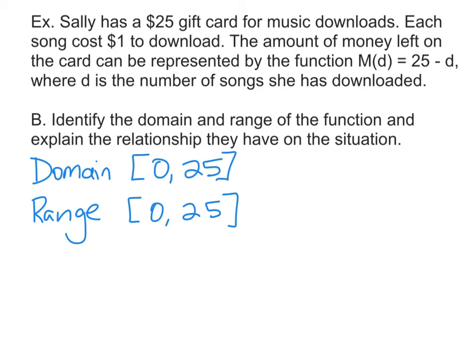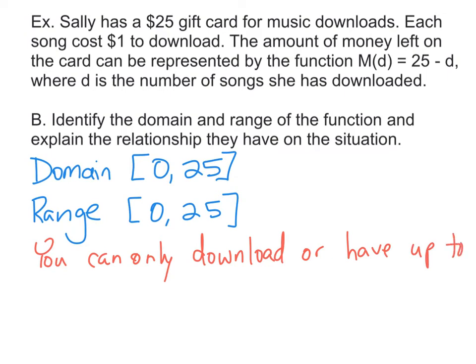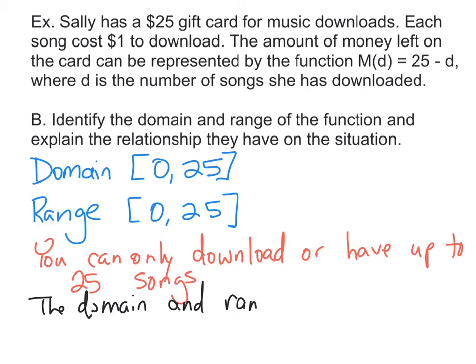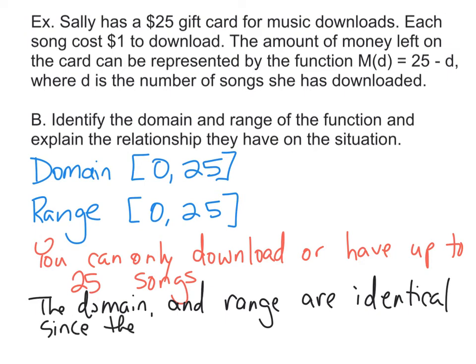So then it asks, well, basically what I just said. The relationship: you can only download or have up to 25 songs, because we're assuming every song costs the same $1, okay? And then how does this work? Well, the domain and range, and this goes back to video 1, are identical since the limit applies to each of them. Because again, you can't get more than 25 songs if they only cost $1 and you only have $25.